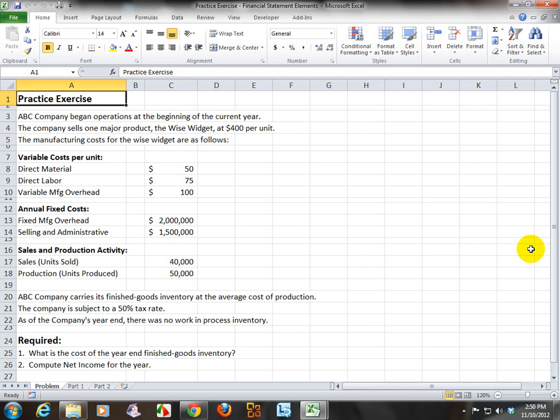We're going to look at the situation and these numbers, and the first thing we're going to do is determine what was the cost of the year-end finished goods inventory at the end of the company's first year. And then after we determine that, we're also going to compute the net income for the year, looking at these numbers. Let's start with part 1.